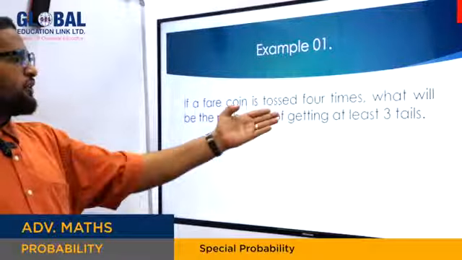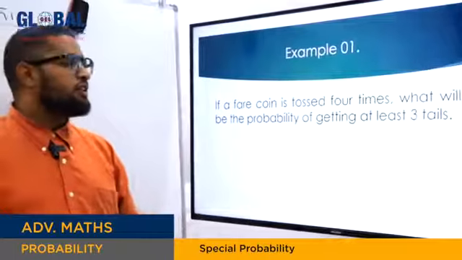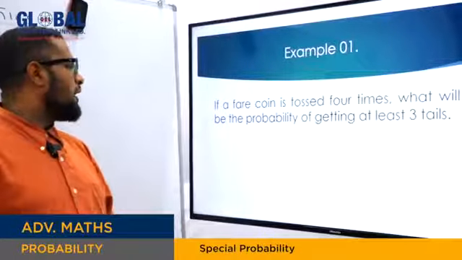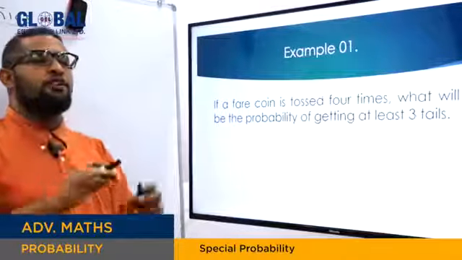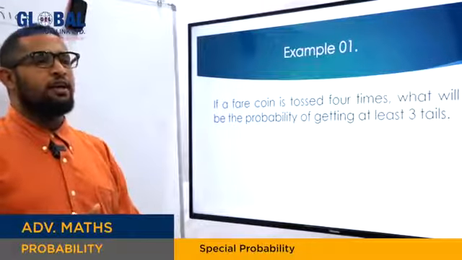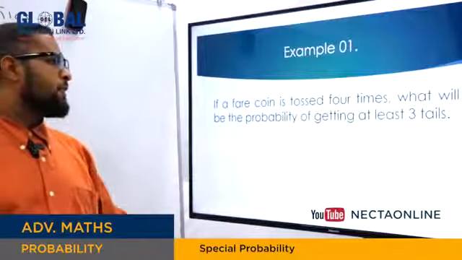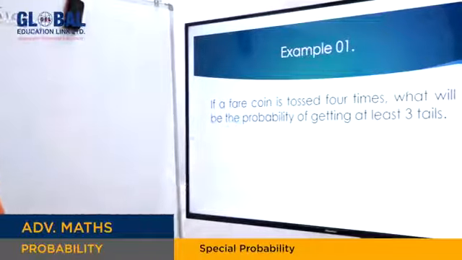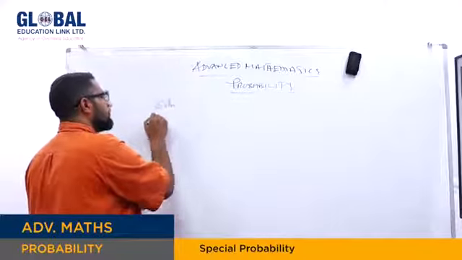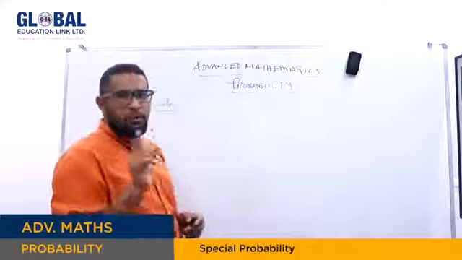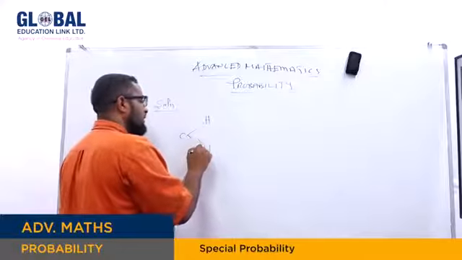If a fair coin is tossed 4 times, what will be the probability of getting at least 3 tails? My dear, you need to remember again, when we say a fair coin, it means a normal coin having a tail and a head. This coin is tossed 4 times, so the number of trials is 4, according to the question. Now let's draw data from our question. For the solution, we are given a coin. Remember, a coin has 2 faces, a head and a tail.